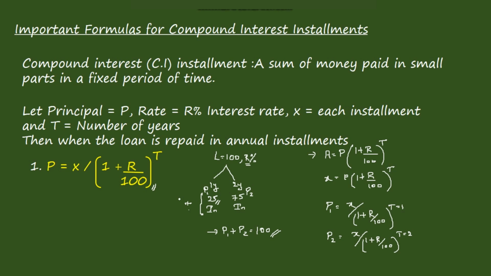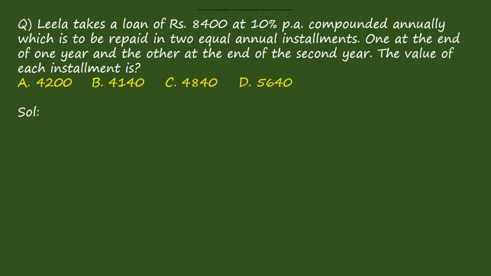Let us start with the problems now. Coming to installment based questions. The question is: Lina took a loan of rupees 8400 at 10% per annum, compounded annually, which is to be repaid in two equal annual installments, one at the end of the first year and the other at the end of the second year. Find the value of each installment.